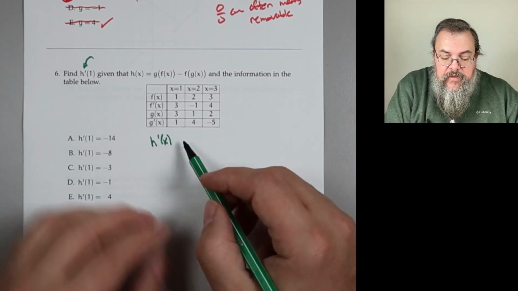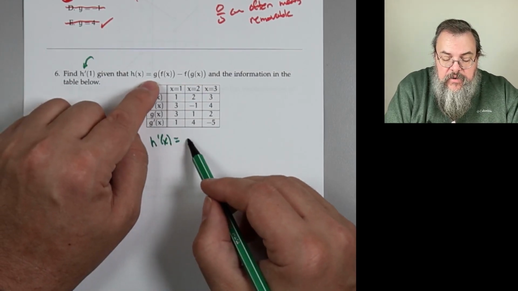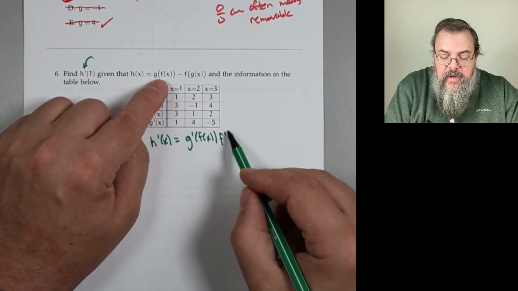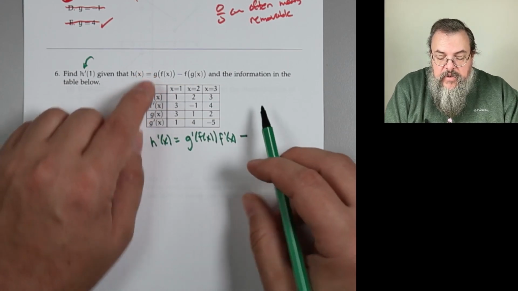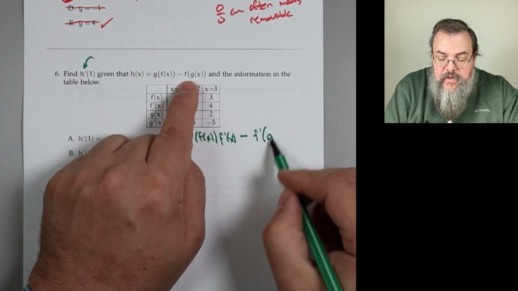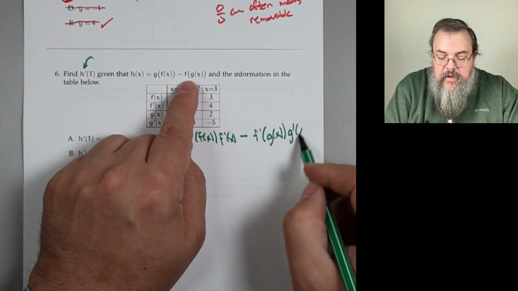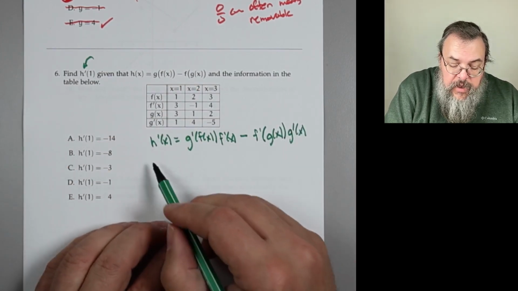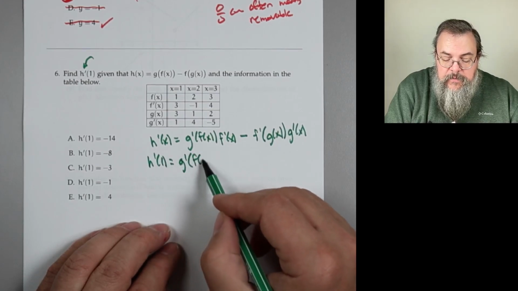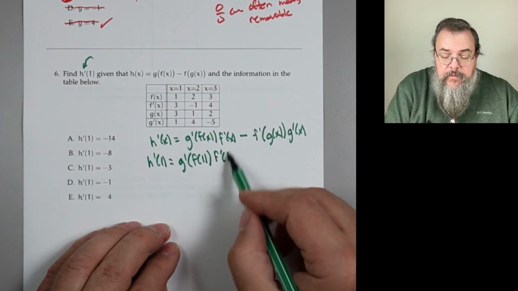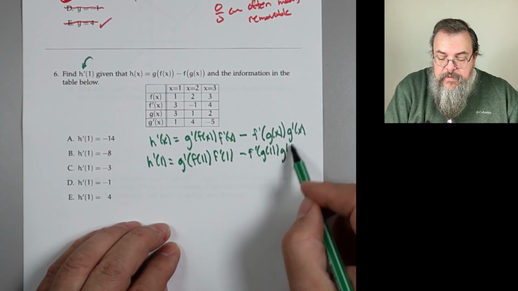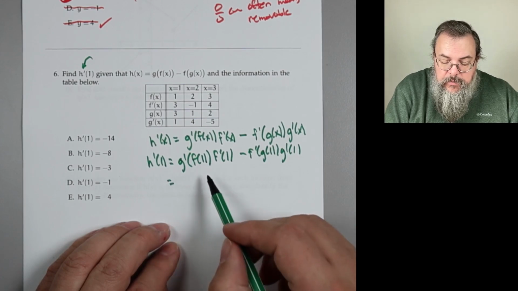So h prime of x equals, chain rule, right, derivative of the outside, leave the inside alone, times the derivative of the inside, f prime of x. Subtract, all right? Then we get f prime of the inside, g of x, times the derivative of the inside. Now, we're going to plug in 1. H prime of 1. That's g prime of f of 1 times f prime of 1 minus f prime of g of 1 times g prime of 1.